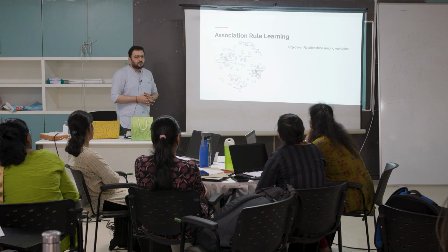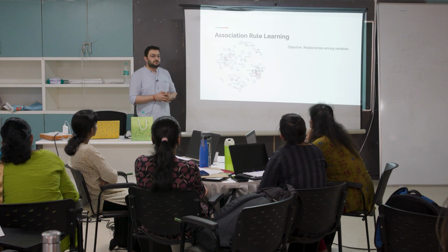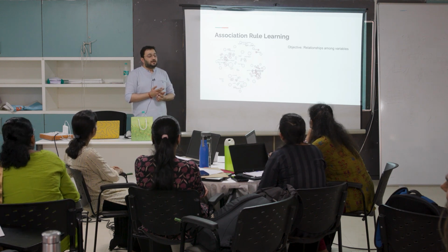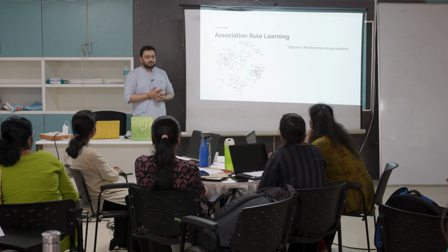Association rule learning. Any idea what this is? Any idea where it happens very frequently?